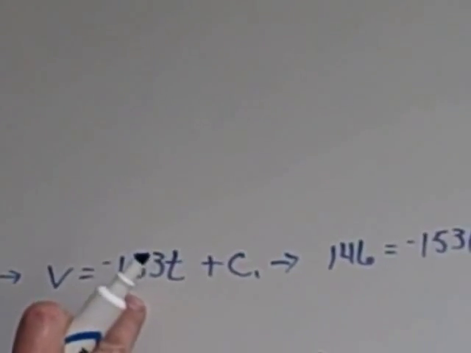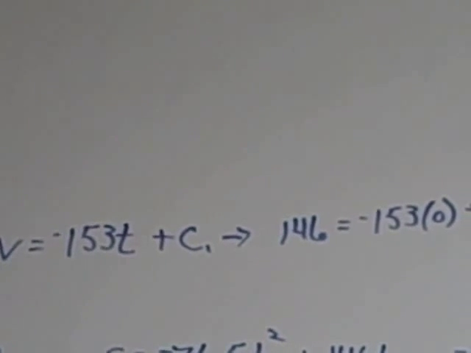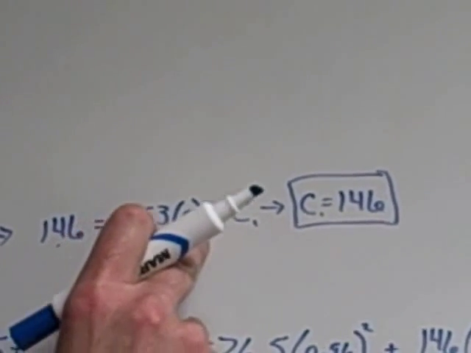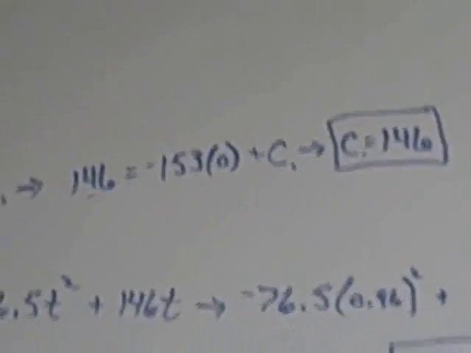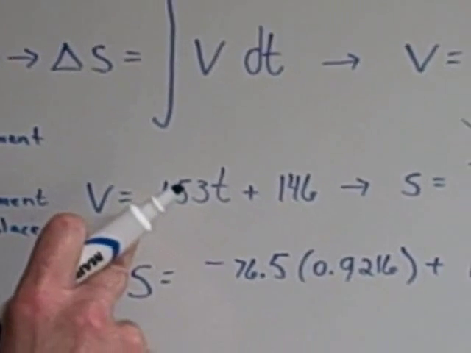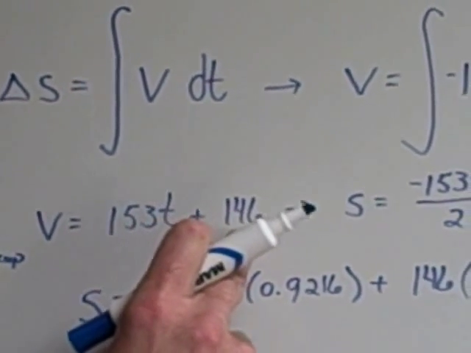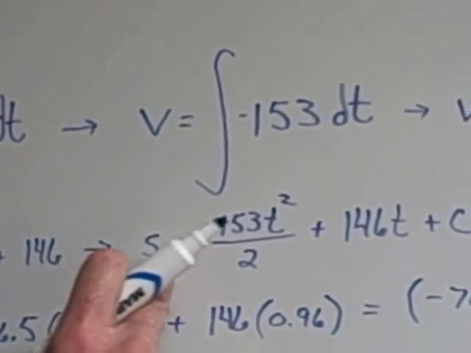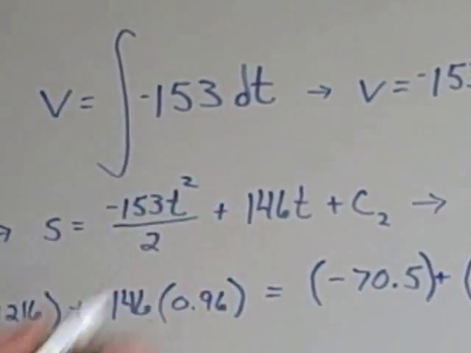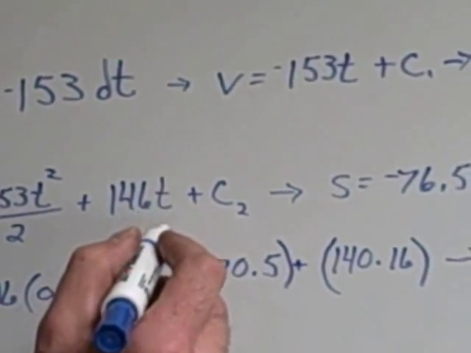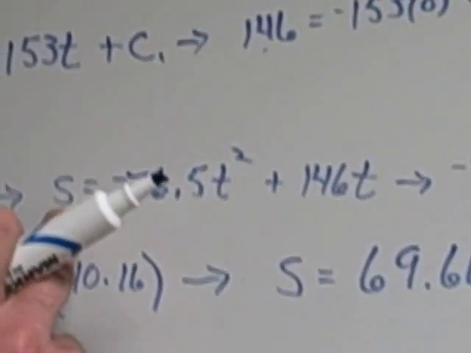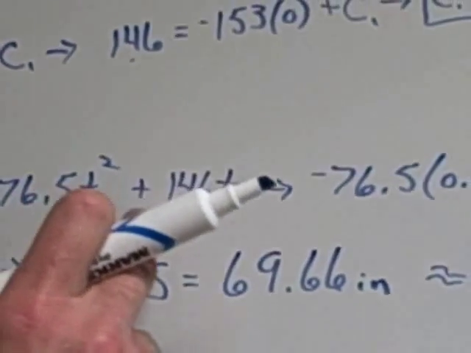Therefore, V equals negative 153 t plus C1. Now to solve for C1, 146, which is our velocity, equals negative 153 times zero, our time at the beginning. So that makes C1 equal to 146. Therefore, velocity equals negative 153 t plus 146. So we take the antiderivative of that to find our displacement. S equals negative 153 t squared divided by 2 plus 146 t plus C2, which is our final displacement. S equals negative 76.5 t squared plus 146 t.